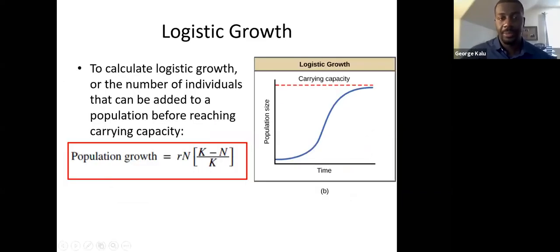Okay, so in order to understand carrying capacity, there's another way that we're going to be able to determine the number of individuals being added to a population before you reach carrying capacity. What you can do is take the growth rate times the population size, and then multiply that by the carrying capacity minus the population size, divided by the carrying capacity again. This will give you the number of individuals that you can add into the population before you reach carrying capacity. So again, this is another formula to be comfortable with. And like I said, you'll have all of these on the exam that you can use.